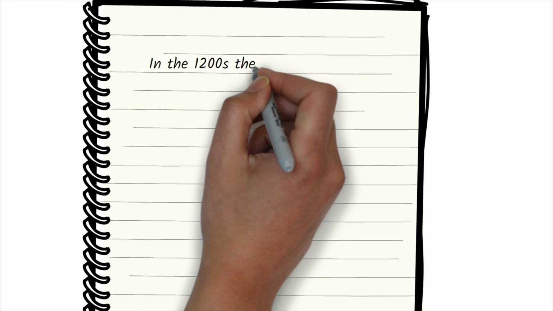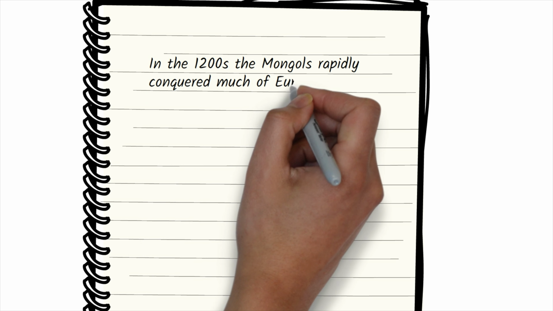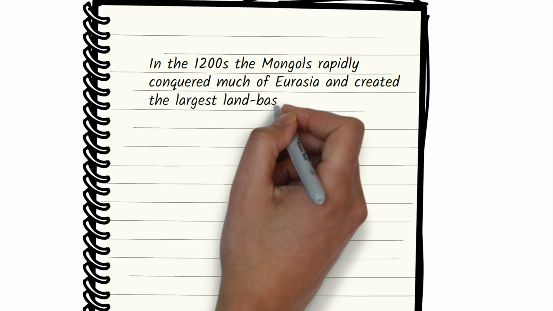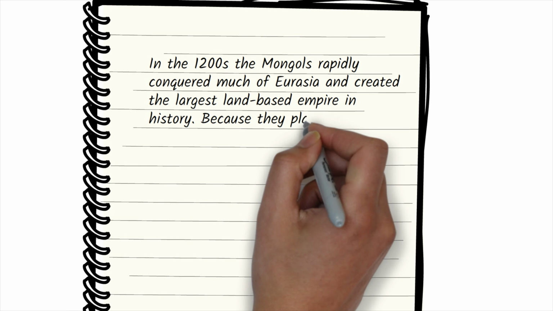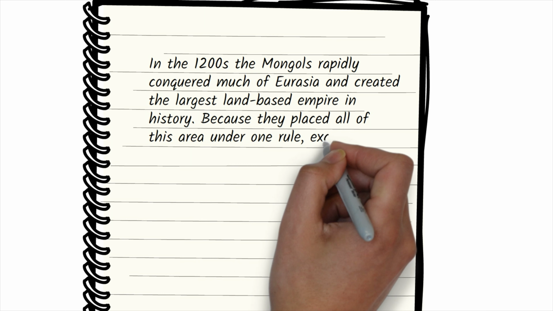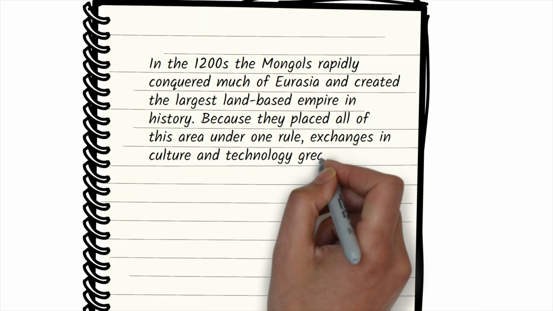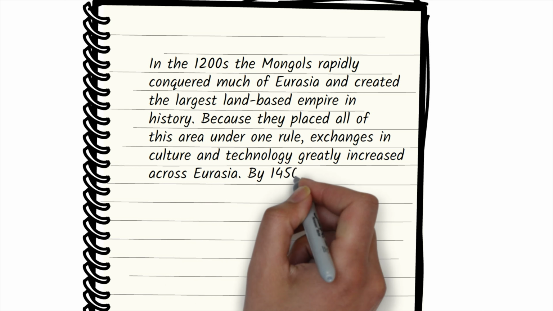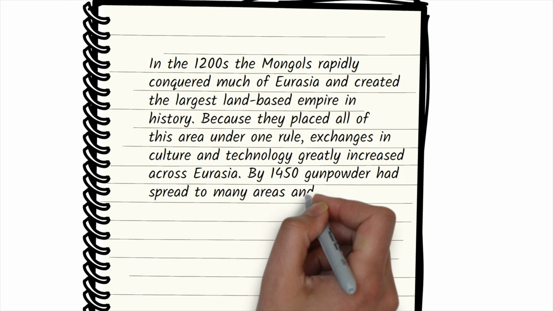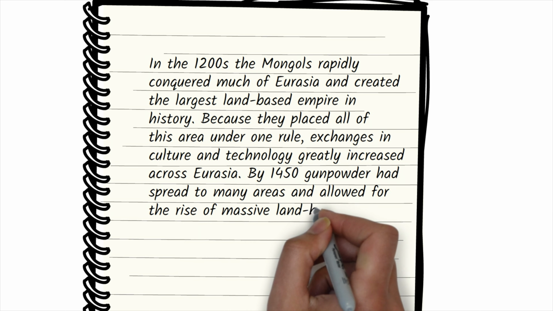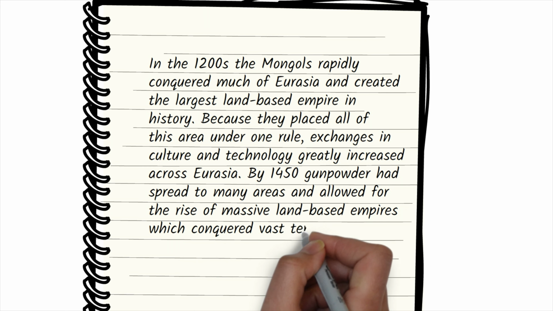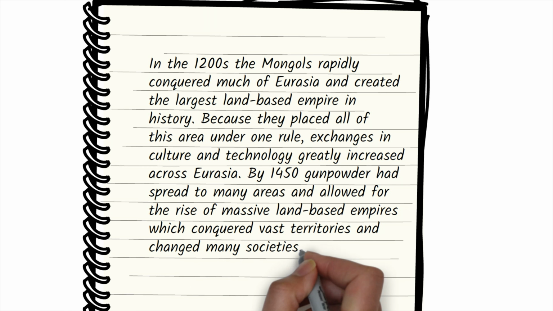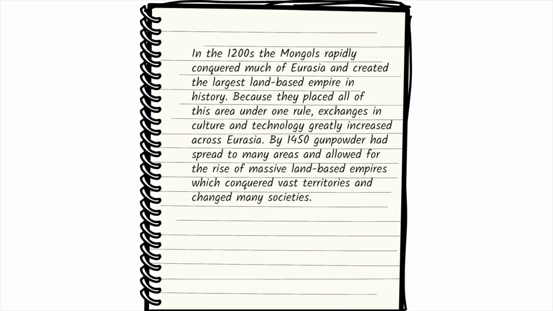In the 1200s, the Mongols rapidly conquered much of Eurasia and created the largest land-based empire in history. Because they placed all this area under one rule, exchanges in culture and technology greatly increased across Eurasia. By 1450, gunpowder had spread to many areas and allowed for the rise of massive land-based empires, which conquered vast territories and changed many societies. And there you have contextualization. And by the way, it's the same thing for the DBQ.